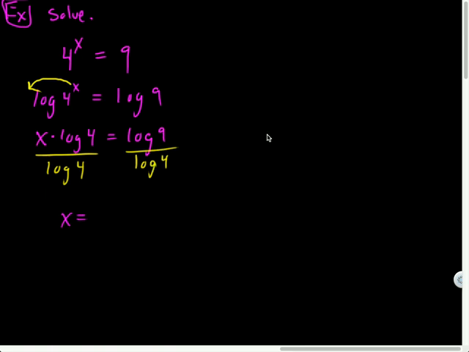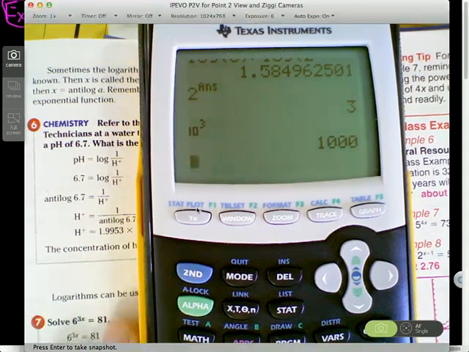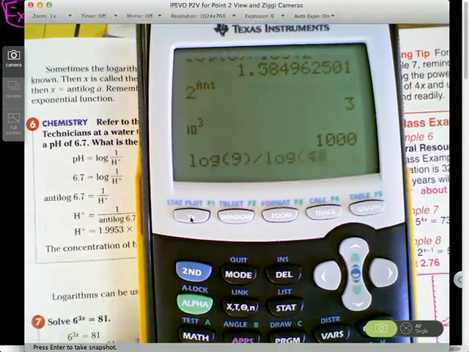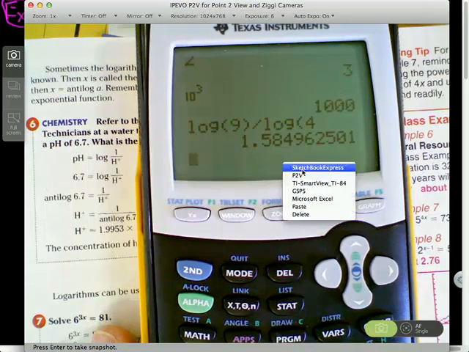I could also think of it using change of base. I could have thought of that as log base 4 of 9, which in reality is what I wanted to know. Log of 9 over log of 4 is just a way of writing log base 4 of 9, the logarithmic form of that equation, equal to x. But now I actually know how to do it, where this is just going to be log 9 over log 4. So log 9, close parentheses, divided by log of 4, enter, and I get 1.585.